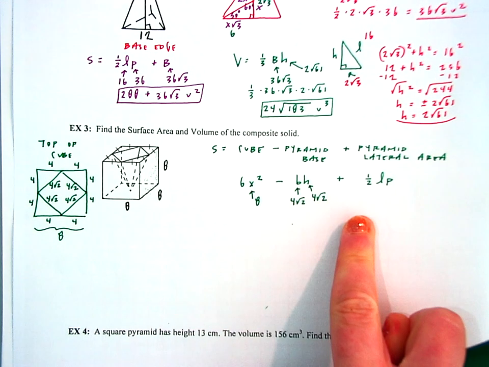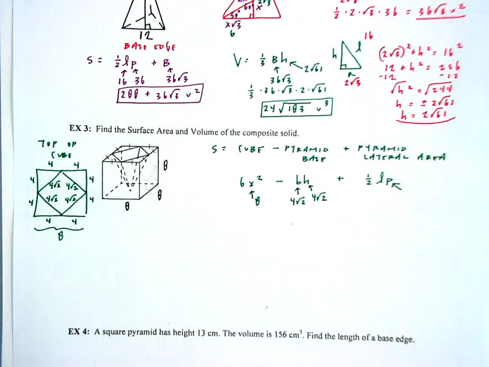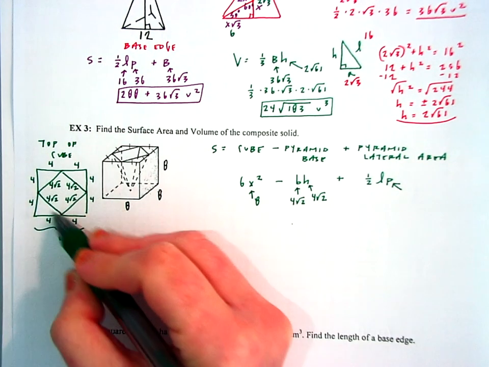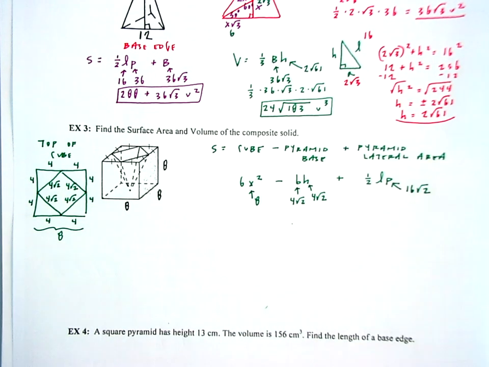Okay, I know the perimeter. I don't know the slant height, so I have to go back and figure that one out also. So my perimeter, if I add up those 4 4√2s, I have 16√2. So let's go back and figure out how to get to the slant height.